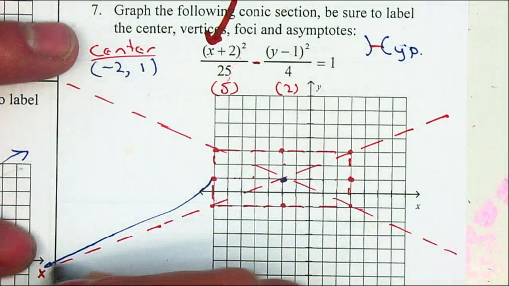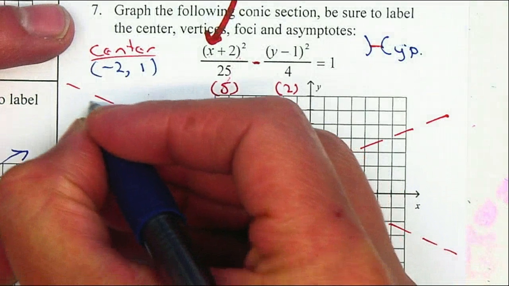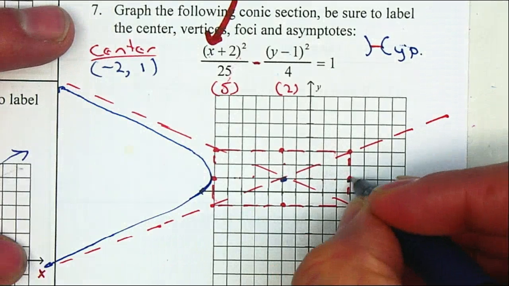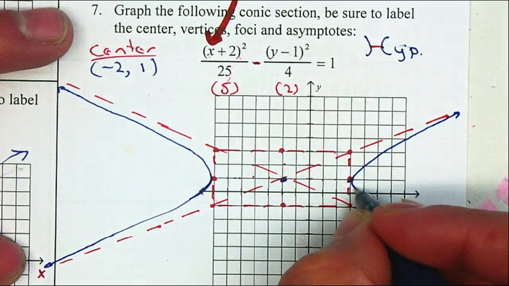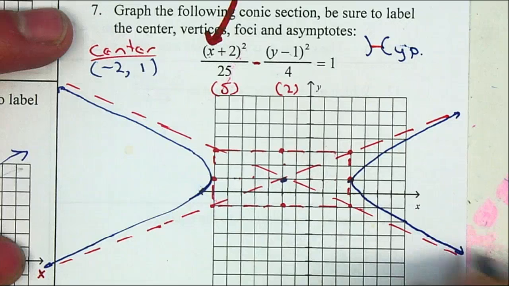So I'm going to start on my vertex, and I'm going to go towards my asymptote, but never touching it. I'm going to run that up here. Same thing here. I'm going to start at my vertex, going towards the asymptote, but not touching it. And it's going to get closer and closer to the asymptote, but it's never going to touch it.